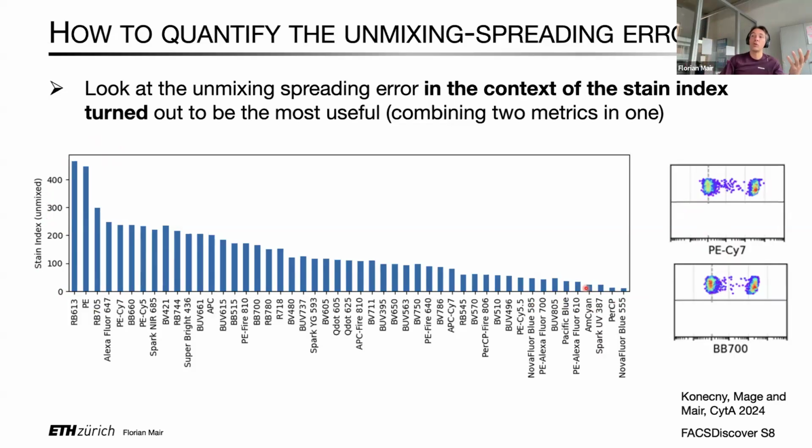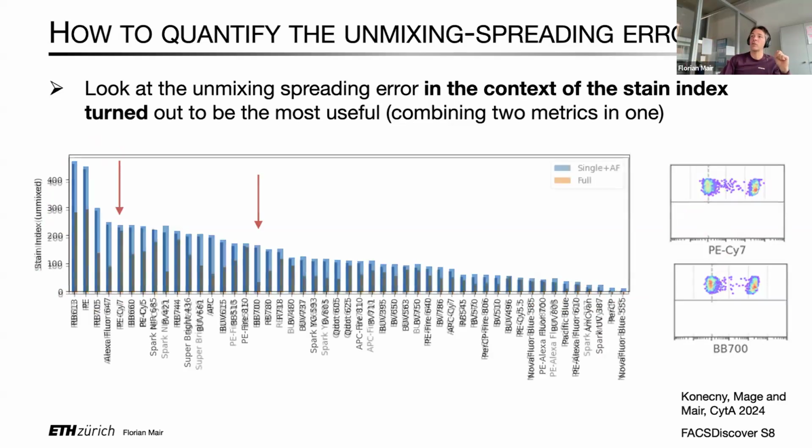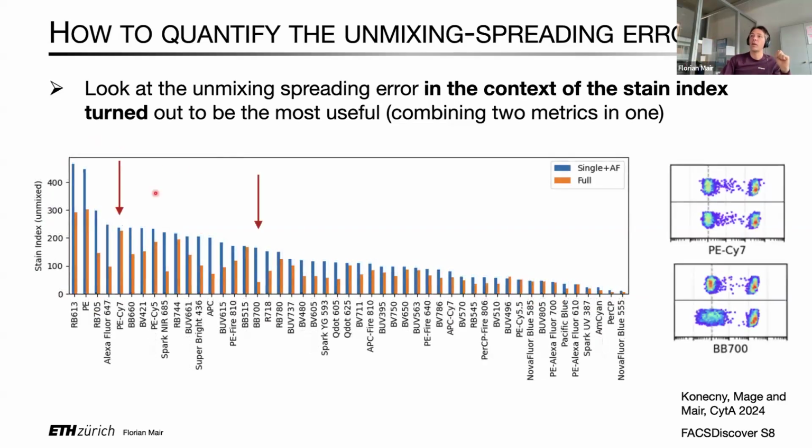And when you do that, you might or might not see an impact on the stain index. I won't be going through the entire table that we have here, but just focus on these 2 where we have the red arrows. What you can see over here is the raw data. Again, the same plots as I showed you in the previous slide, where the upper row is unmixed as single stain, lower row unmixed as 50-color unmixing, but still the same raw data. And here the same for Brilliant Blue 700.